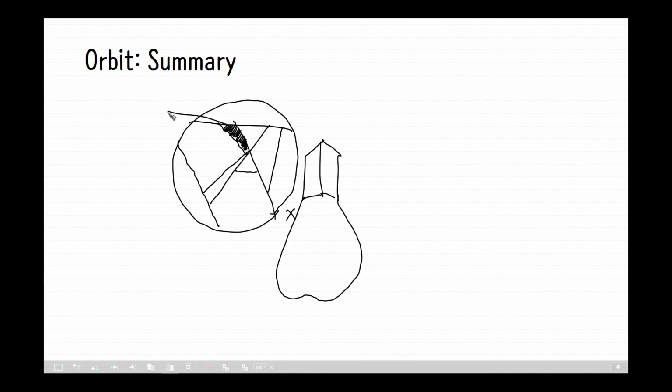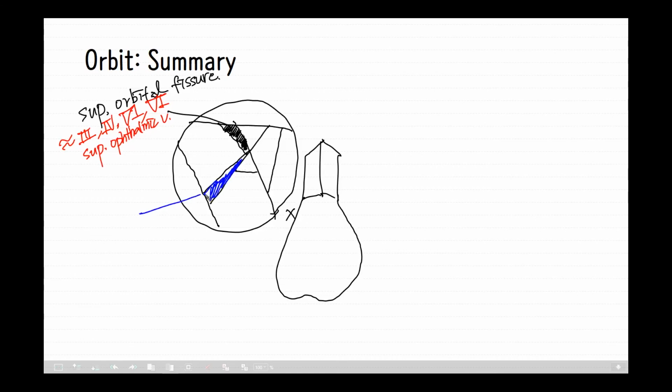What is this? This is a superior orbital fissure which accommodates very important structures: 3, 4, 5, 1 and 6, and superior ophthalmic vein. Although I write this in a red color, it's a vein.